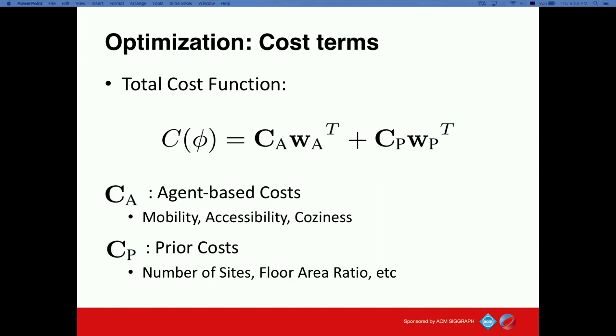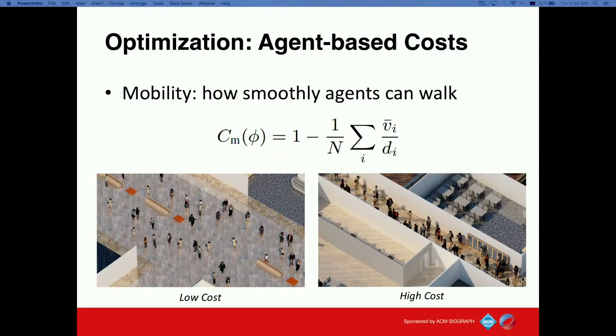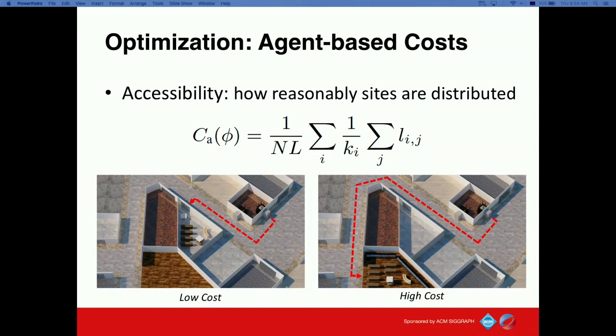Let me introduce the agent-based costs in detail. The mobility cost term tells how smoothly agents walk in a layout. It is calculated by comparing the real-time walking speed and the default walking speed of the agent. High cost here means that the agent may walk slower than expected. The accessibility cost term tells how reasonably the sites are distributed in the layout. It is calculated by normalizing the sums of walking distance between each pair of two consecutive sites. High cost here means that the agent may usually walk longer to find the next target site.